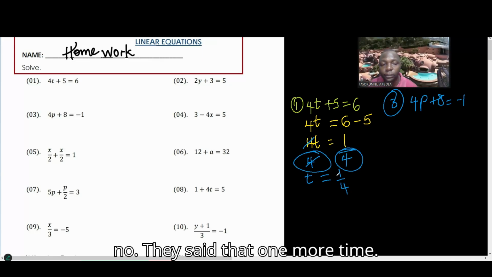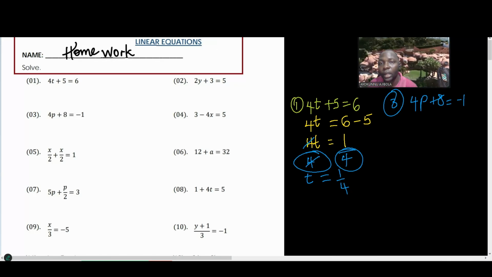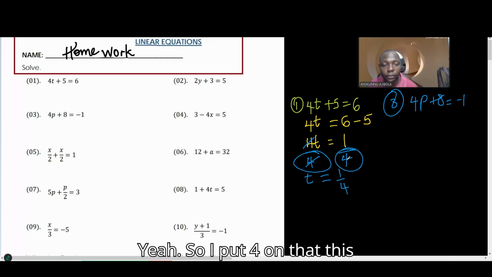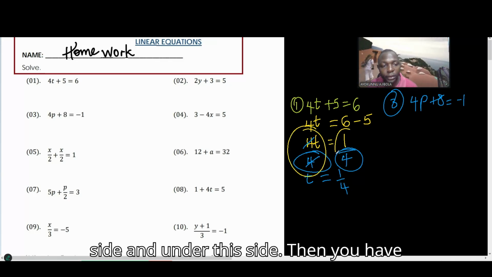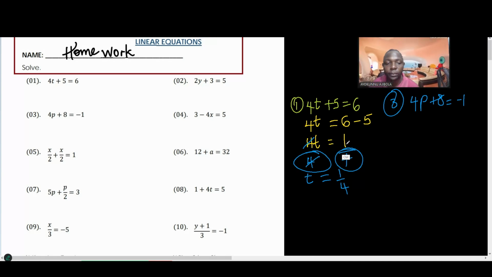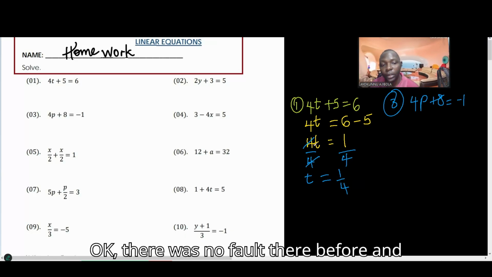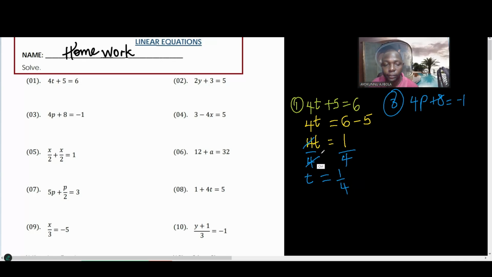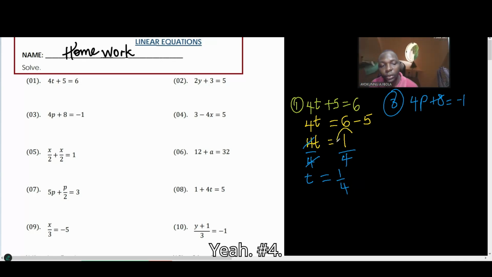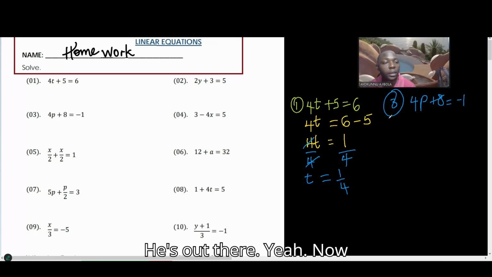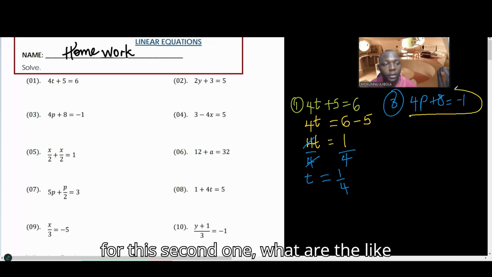Can you say that one more time? I said you should divide both sides by 4, right? So I put 4 under this side and under this side. Then you have the 4 under the 1, okay? There was no 4 there before, and this cancels, remaining only t. So you get 1/4. Is that clear?